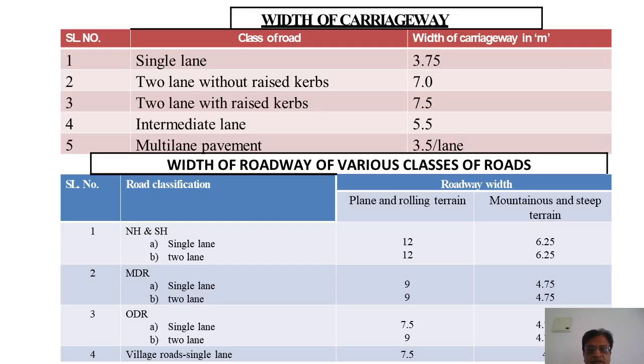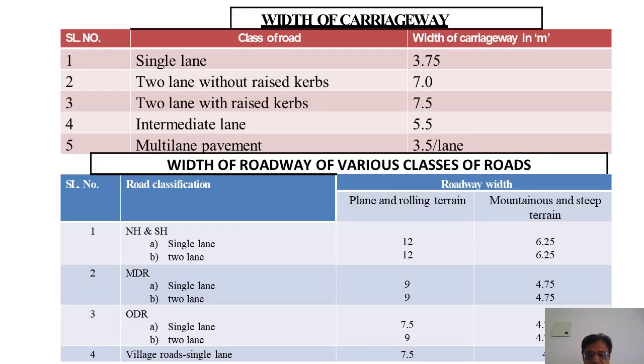Road classification: national highway and the state highway. If it is a single lane, plain or rolling terrain. Okay. So mountainous and steep terrain, it is 12 meter and 6.25 meter. For a two lane, it is 12 meter and 6.25 meter. MDR, it is 9 meter single lane and 4.75 meter. And two lane, 9 meter and 4.75 meter.